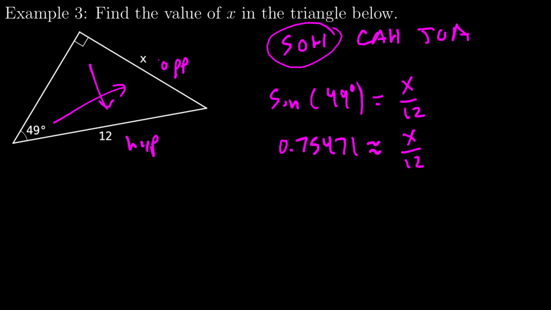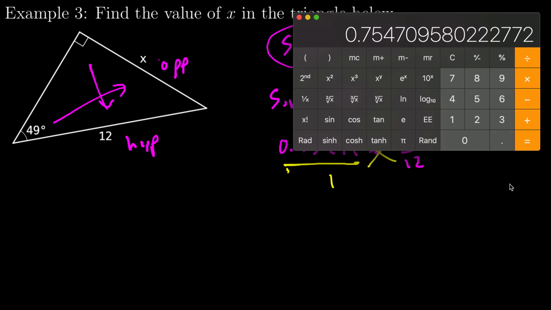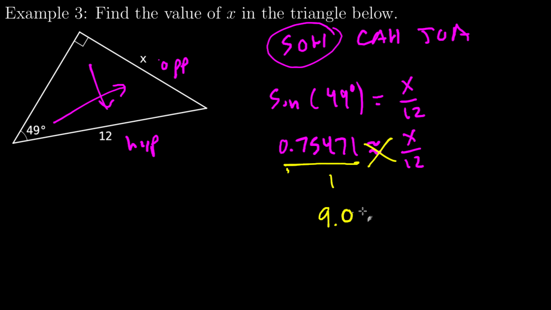Set up the proportion, cross multiply. So I'll multiply that by 12 and get 9.057. And 1 times x is just x. So there's my answer.